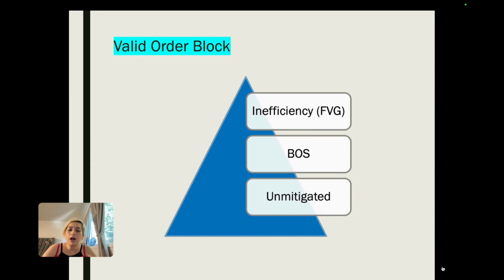A valid order block is usually traded only on a first return. Price has not yet come back to the zone. Once price taps the zone and reacts, it is considered mitigated. And after that, it often loses its strength.